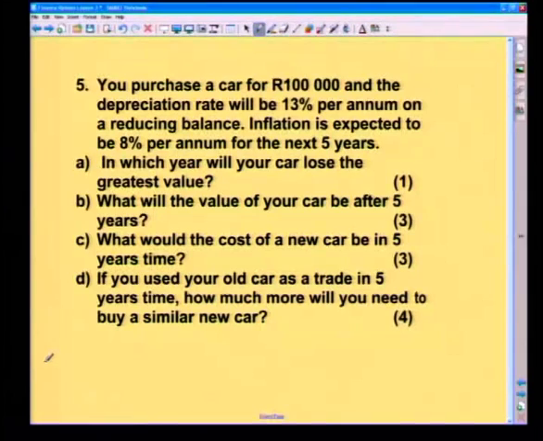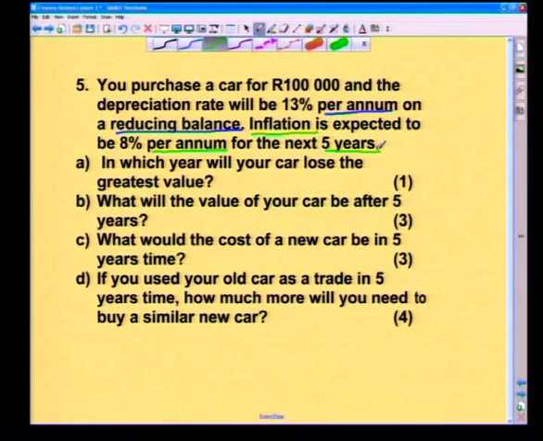This one says you purchase a car for 100,000 and the depreciation rate will be 13% per annum. So this is a per annum. On a reducing balance, so we're still working compound. Now they bring in another word. They bring in the word inflation. Inflation is expected to be 8% per annum for the next 5 years. Now it says, in what year will your car lose the greatest value?